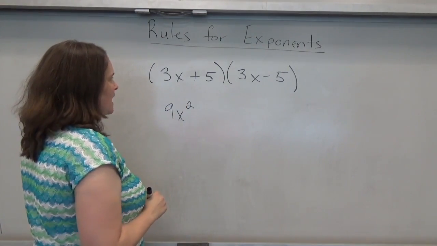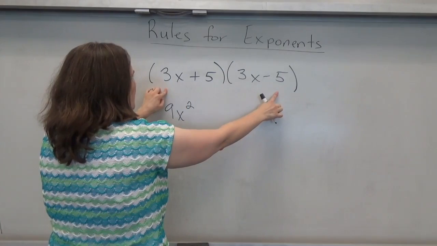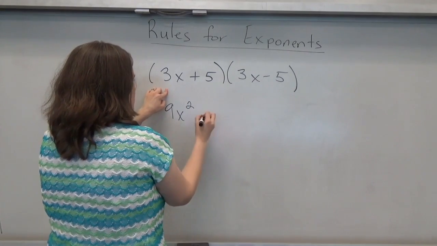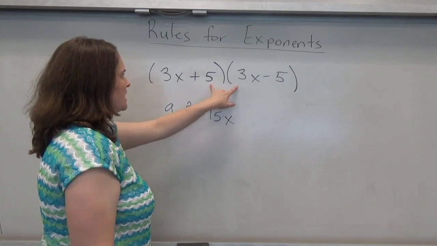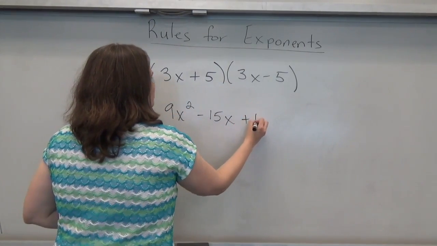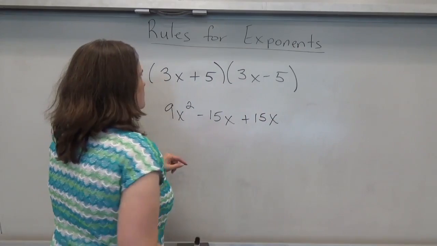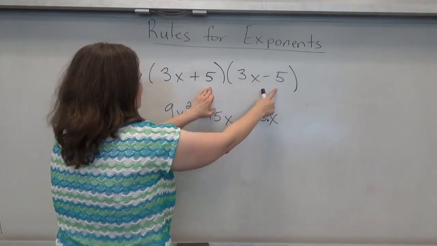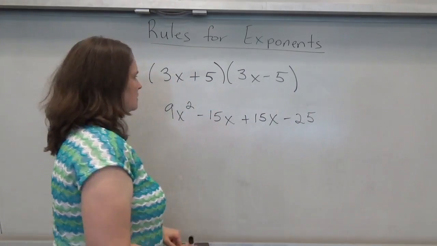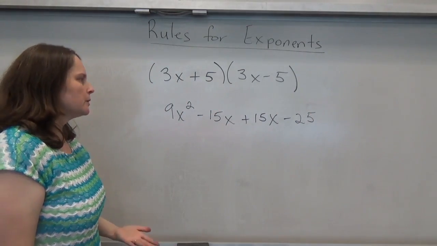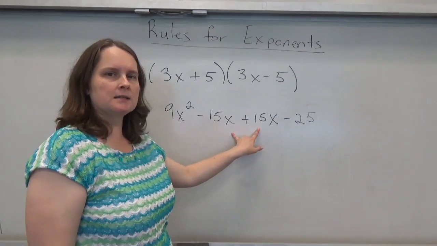We're going to multiply the outer terms, 3x times negative 5. That gives me negative 15x, or minus 15x. Inside, I'm going to have plus 15x. And then multiplying the last two terms, it'll become minus 25. When we go to combine like terms, we see that these two middle terms are canceling each other out.